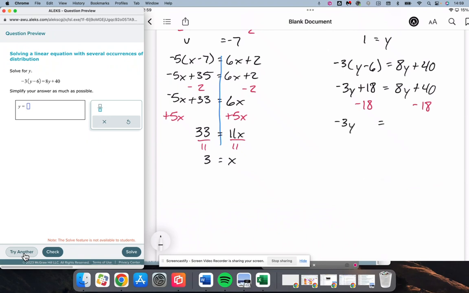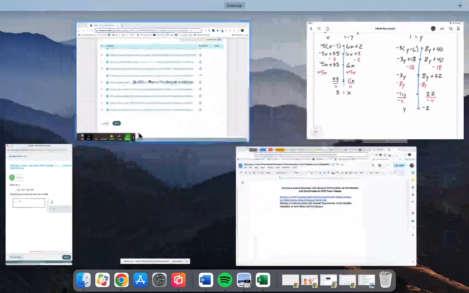Negative 3y is equal to 8y plus 22. And so then we want to move the variables onto the left, so we will subtract 8y. We've got negative 11y is equal to 22. Should have drawn my line a long time ago. And we see that y is being multiplied by negative 11. We're going to divide by negative 11. We got y is equal to negative 2. And that's it for this one.